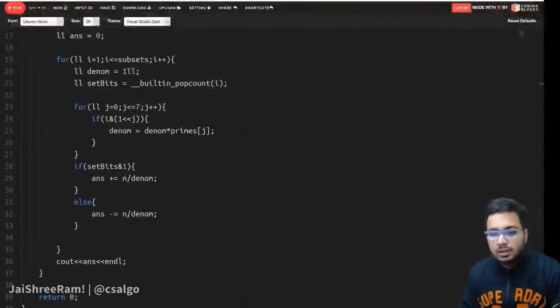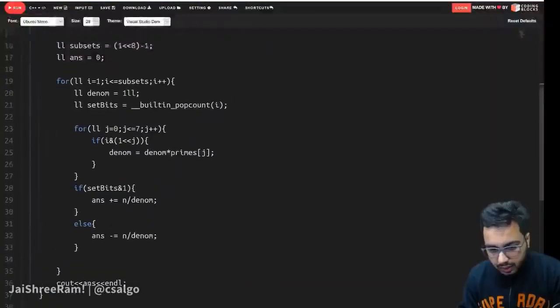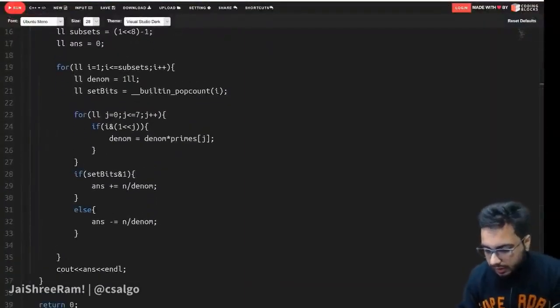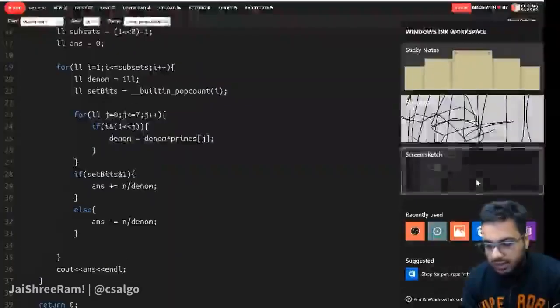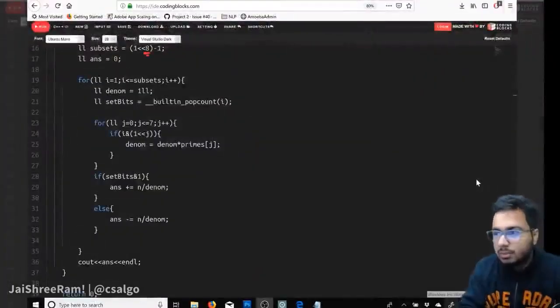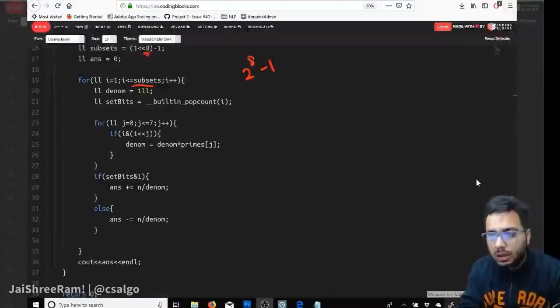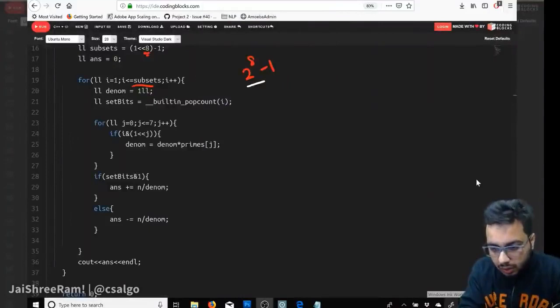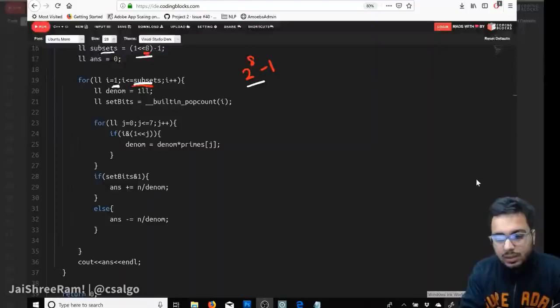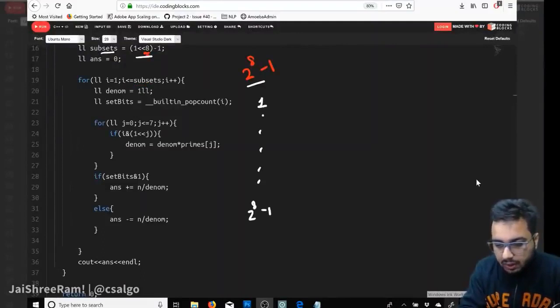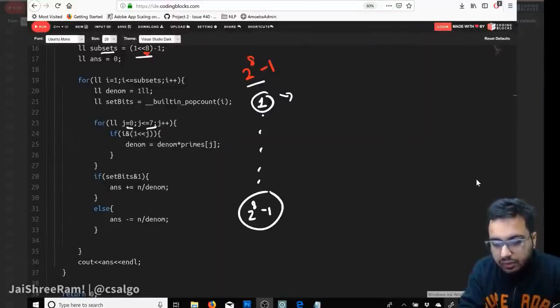So guys, what we did is we iterated over everything. We first figured out how many subsets of 8 numbers there can be. We have 8 prime numbers, so we can make 2 raised to the power 8 minus 1 subsets, because we are not talking about the null subset. So this is the number of subsets. Then I started iterating over all the subsets from 1 to 2 raised to the power 8 minus 1, and every number has a corresponding binary form with at most 8 bits.